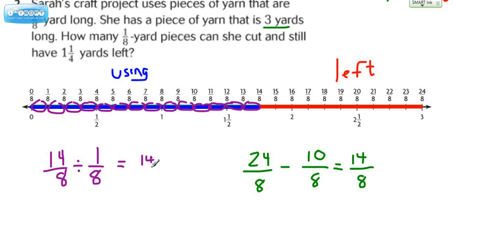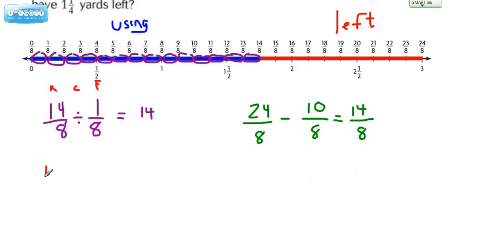But let's say we were going to do standard protocol, which is keep, change, flip. Dividing is the same as multiplying by the reciprocal of the divisor. Keep the 14/8, change this to multiply, and flip this to its reciprocal. We would be able to reduce, divide by 8, and get 1 and 1. 14 times 1 is 14. 1 times 1 is 1. And of course, 14 divided by 1 is 14.